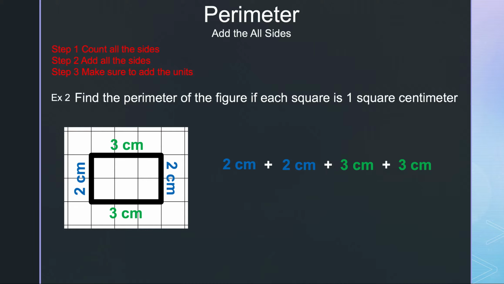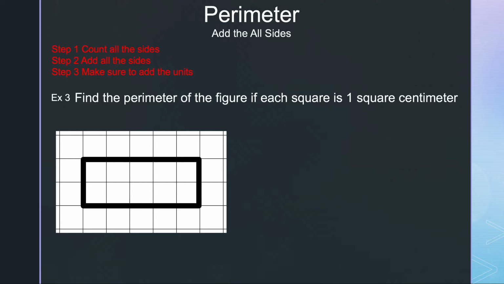Now let's put these numbers in order, and let's add them up together. So 2 plus 2 gives me 4, 4 plus 3 gives me 7, and 7 plus 3 gives me 10 centimeters. Once again, we have the same perimeter, although the shape was just rotated. So let's take a look at example 3.